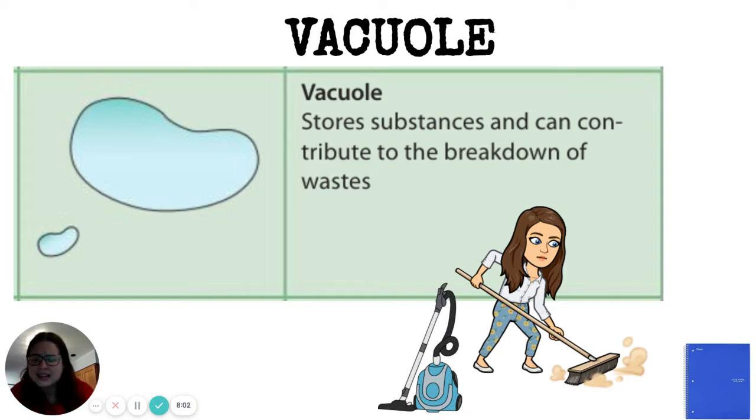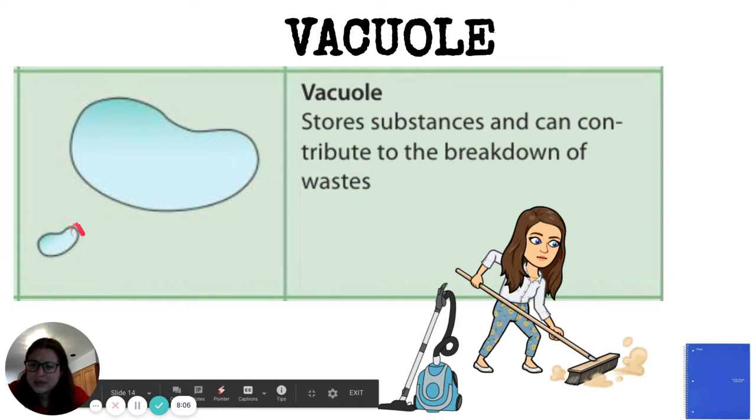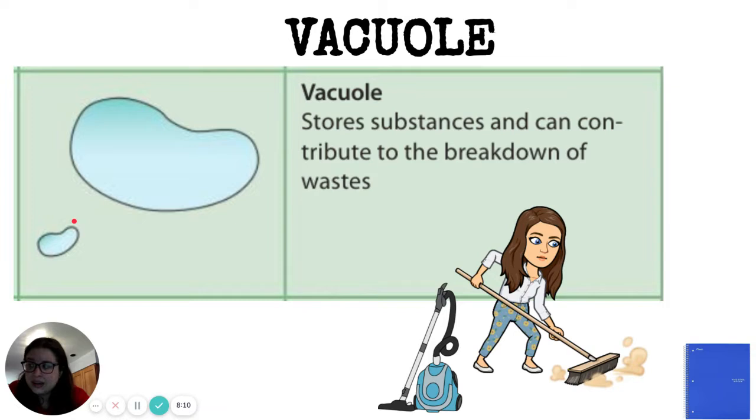Animal and plant cells have different size vacuoles. This right here would be an example of what a vacuole would look like in an animal cell. It's pretty small. In a plant cell, however, vacuoles are much larger. Think about why that might be. Why might plant cells need to store more substances? I bet you can figure that one out.